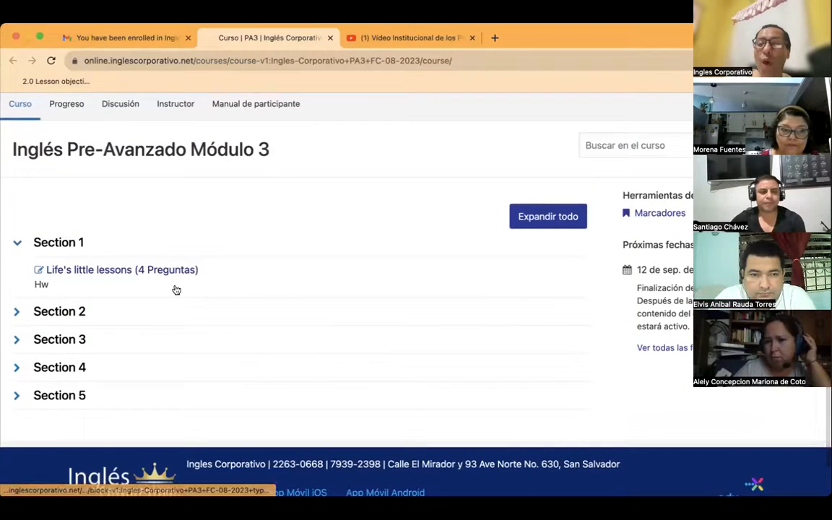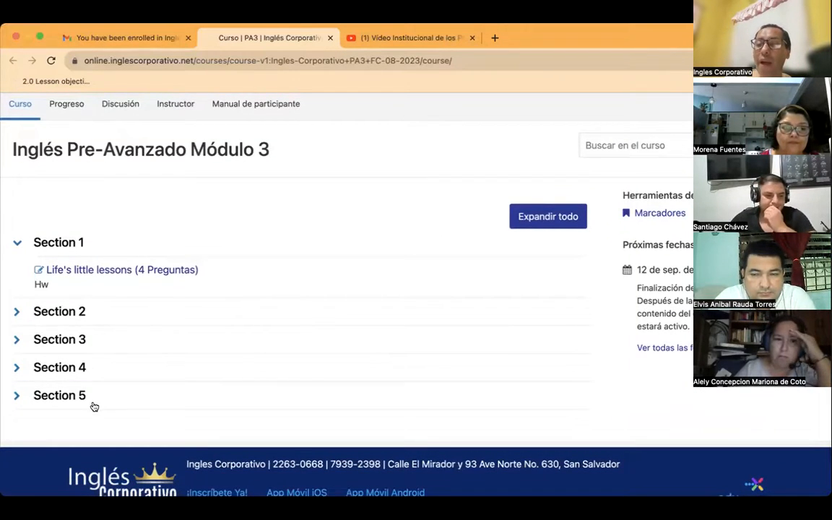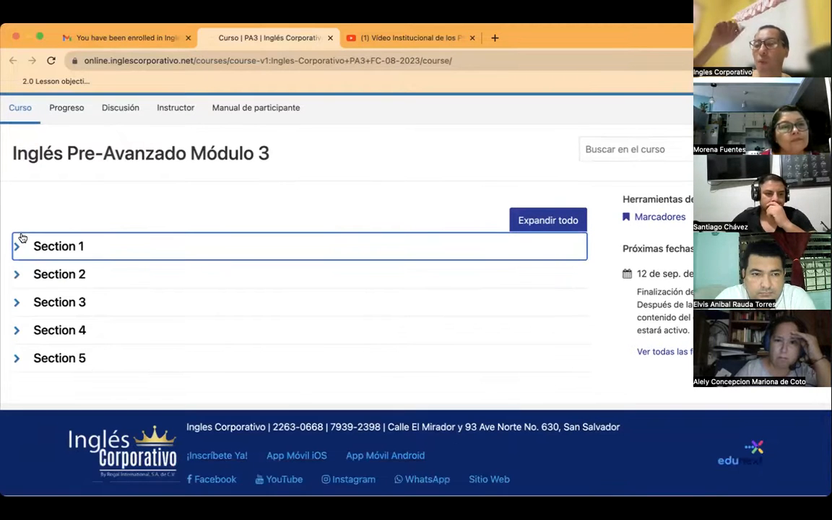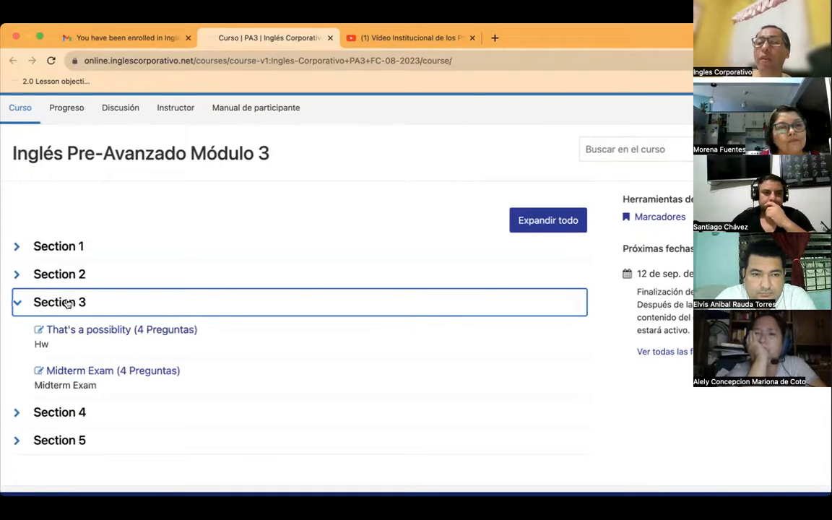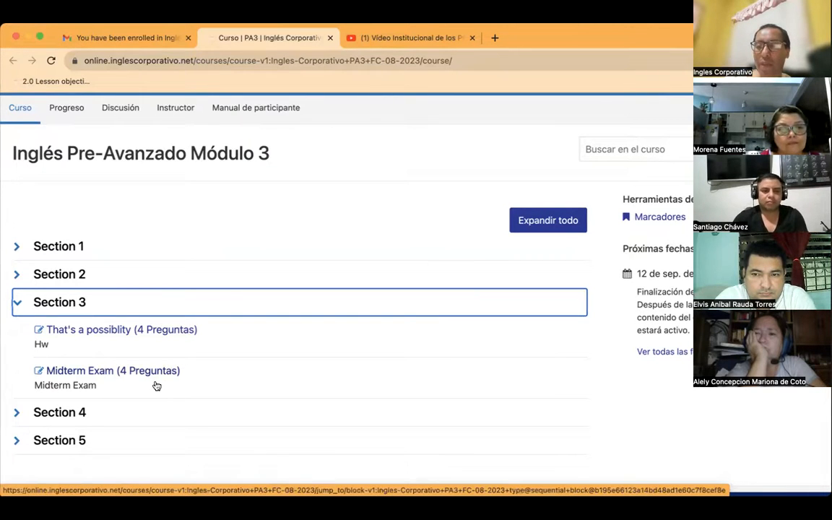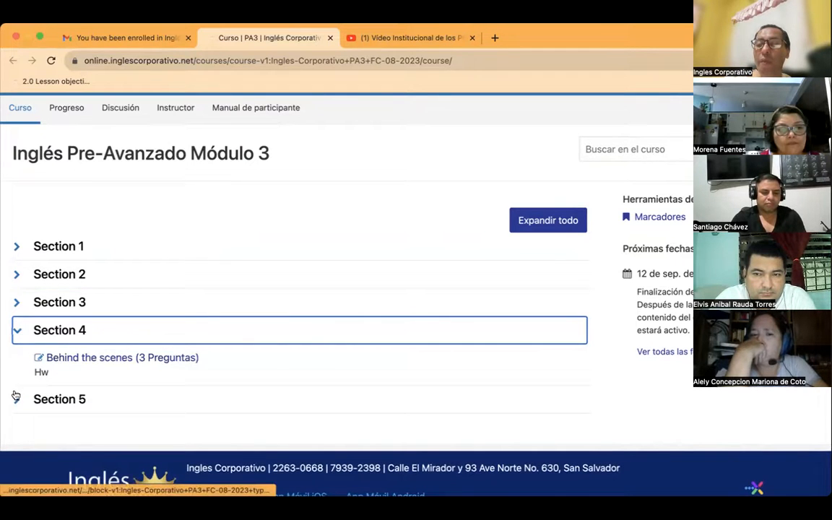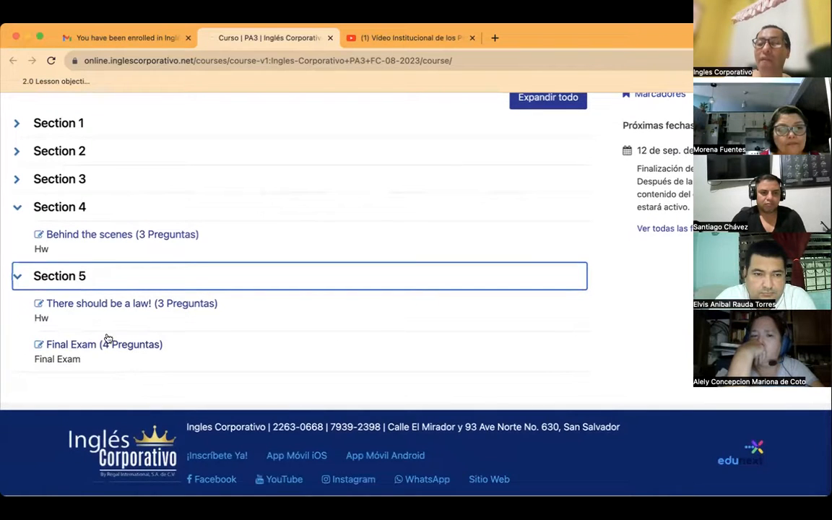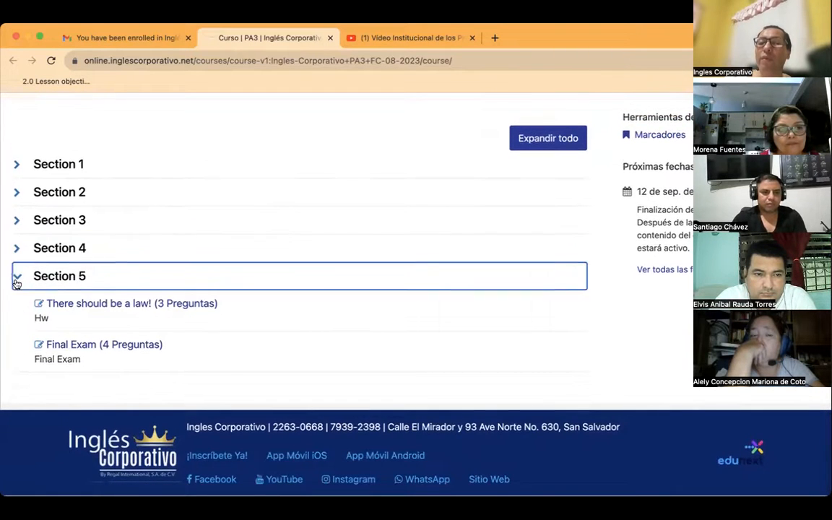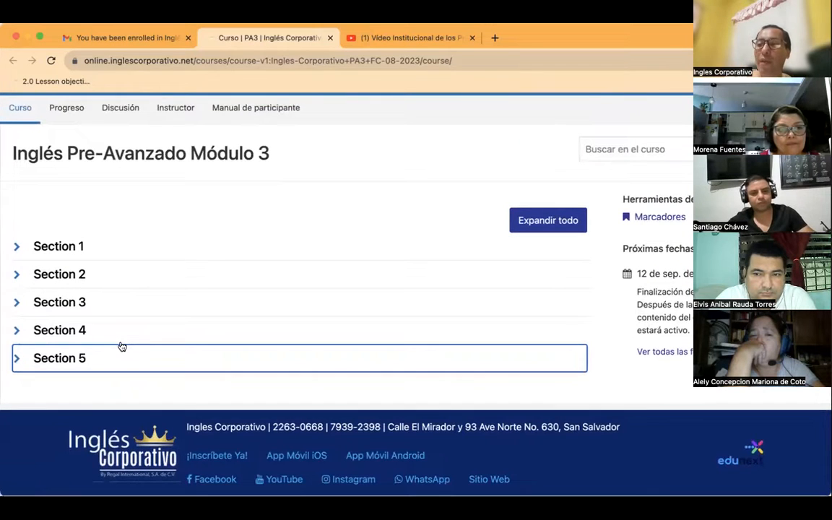We have sections 1, 2, 3, 4, and 5. But in week one, this week, and week two, next week, we are going to complete sections 1, 2, and 3. These are the goals or the objectives for the 2 weeks, for the 8 classes. Also, we are going to complete the midterm exam by next week, Thursday. Then the last 2 weeks of class, we are going to finish section 4, section 5, a final exam, and a review. This is how we're going to practice the module for 4 weeks.